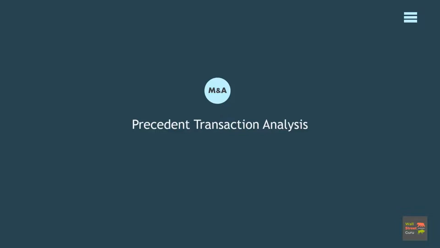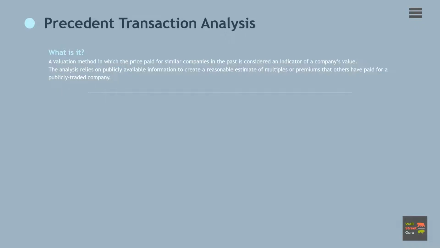apply each. Precedent transaction analysis is a valuation method in which the price paid for similar companies in the past is considered an indicator of a company's value. Precedent transaction analysis relies on publicly available information to create a reasonable estimate of multiples or premiums that others have paid for a publicly traded company. The analysis looks at the type of investors that have purchased similar companies under similar circumstances in the past, and examines whether the companies making the acquisitions are likely to make another acquisition soon.